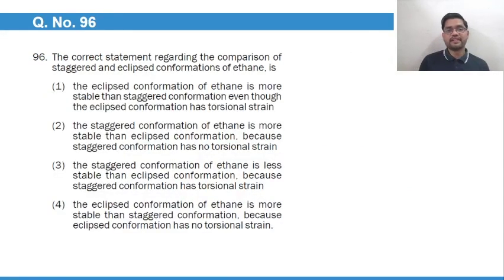96. The correct statement regarding the comparison of staggered and eclipsed conformation of ethane is: eclipsed conformation of ethane is more stable than staggered. Wrong. Staggered conformation of ethane is more stable than eclipsed. That is true. So only the staggered conformation of ethane is more stable than the eclipsed conformation. That we can go with as the answer. 96 is option number 2.